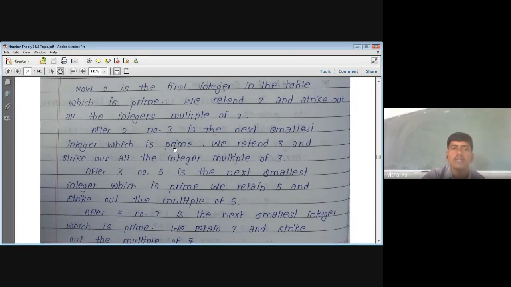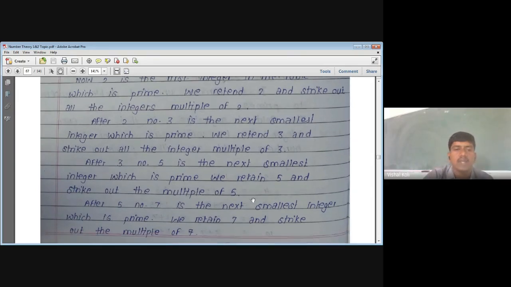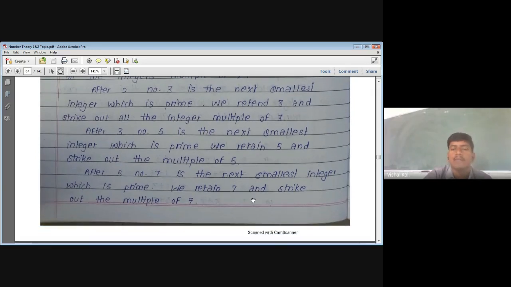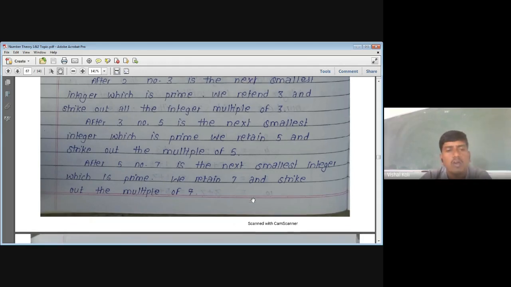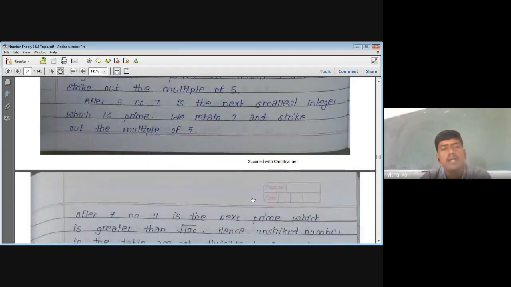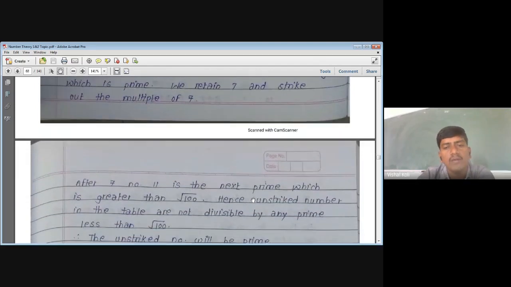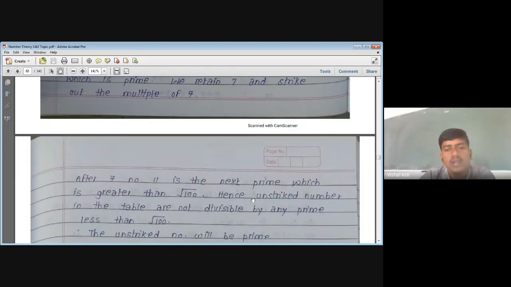Now after that the 5 is the next smallest integer which is a prime number. Again we have to retain 5 as it is and strike out all the multiples of 5. After 5, 7 is the next smallest integer which is again a prime number, and we have to retain 7 as it is and strike out all the multiples of 7. But after 7, number 11 is the next prime which is greater than 10.